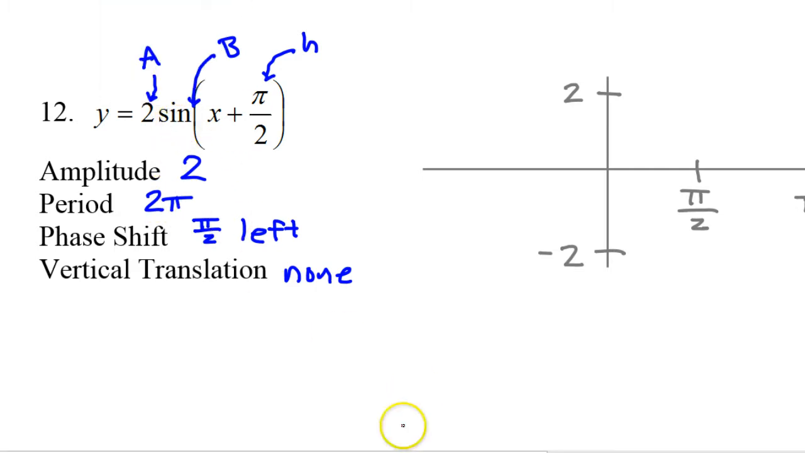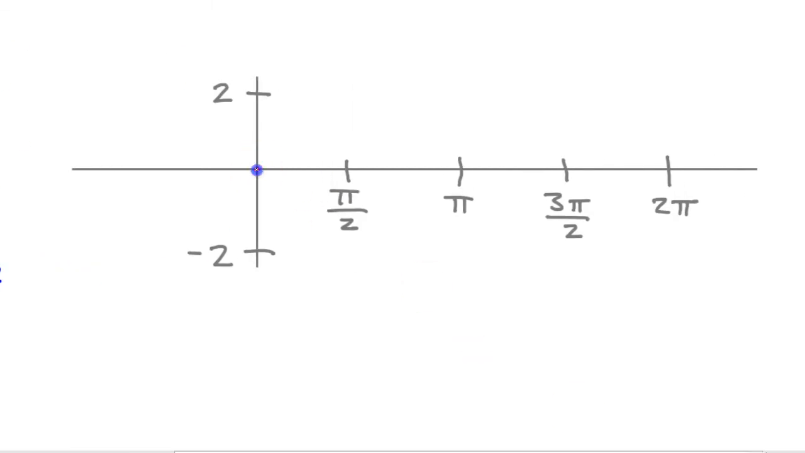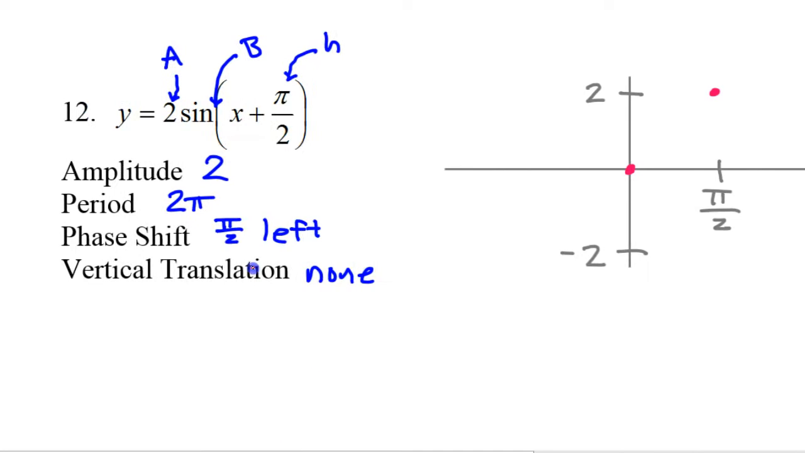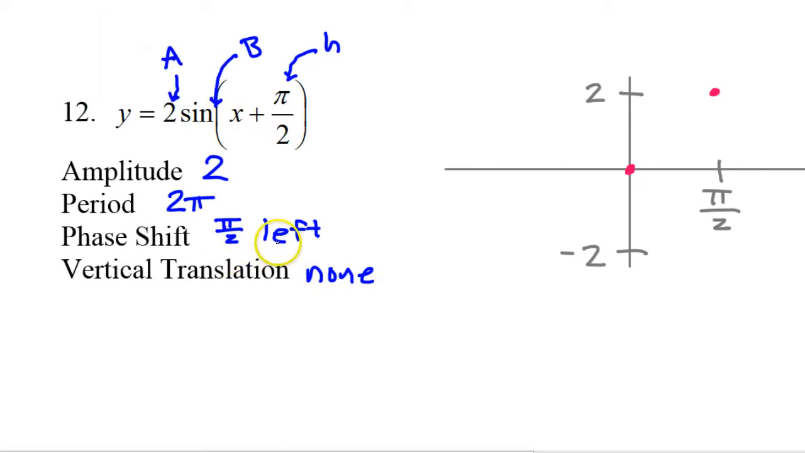So this is a sine function, and we know that a sine function starts at the midline, and then it goes up to its highest point, falls back to the midline, then it drops to its lowest point, and back to the midline. So this is what the graph would look like if there was no phase shift. But there is a phase shift, which is pi over 2 to the left. So we need to think about that.